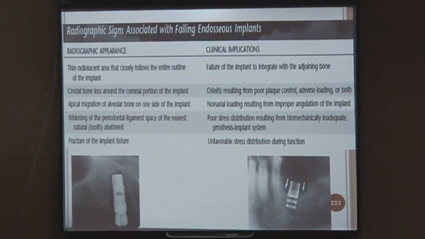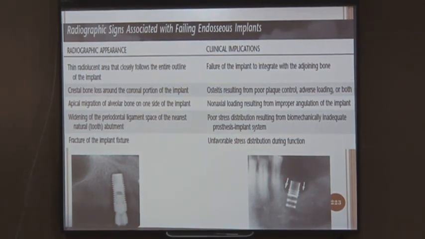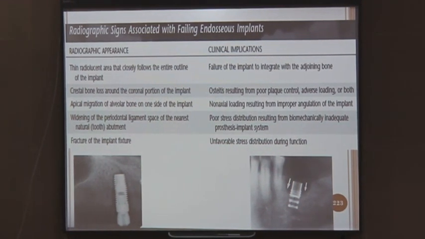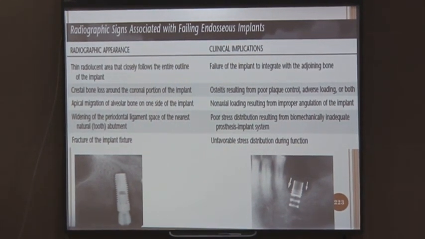So they can ask you any of the radiographic appearance and ask what does it mean, or they can ask you any of your clinical implications and ask you for the radiographic appearance of the same. Say for example, a thin radiolucent line along the entire outline of implant means peri-implantitis. It is suggestive of the failure of implant to osseointegrate. So like that each of it will have a significance.